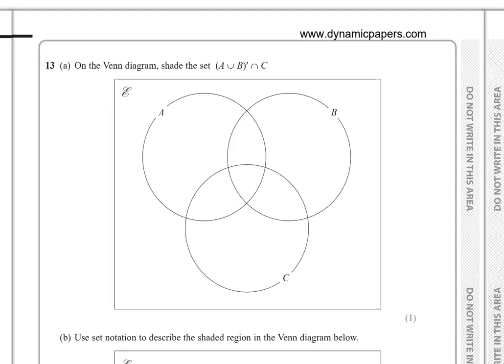Number 13A. On the Venn diagram, shade the set A union B not intersect C. A union B is the region around A and B. This region. Intersect C is this region. So shade that one. So this is A union B not intersect C.